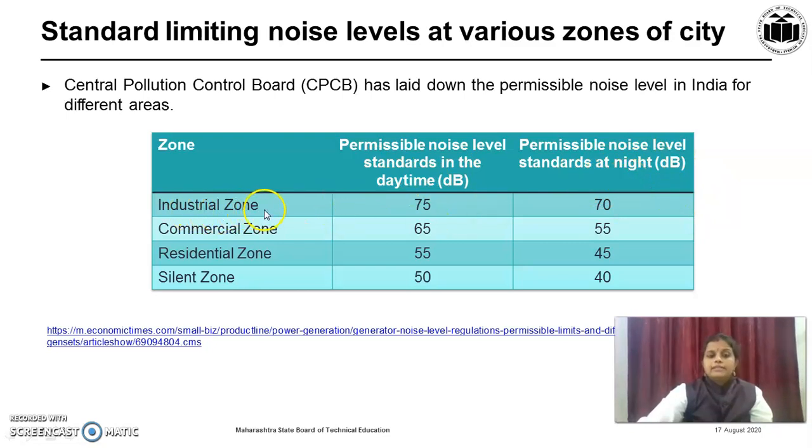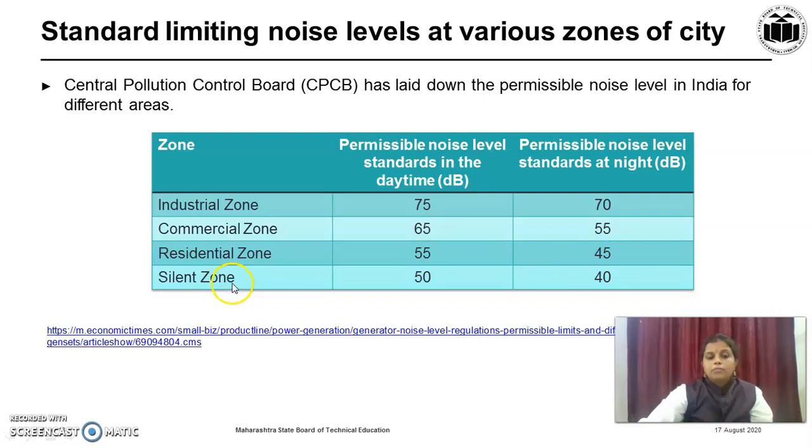So, in industrial zone, at daytime the limit is 75 decibel and at night time the limit is 70 decibel. In commercial zone, the limit in daytime is 65 decibel and at night time it is 55 decibel. In residential zone, at daytime the limit of sound is 55 decibel and at night it is 45 decibel.